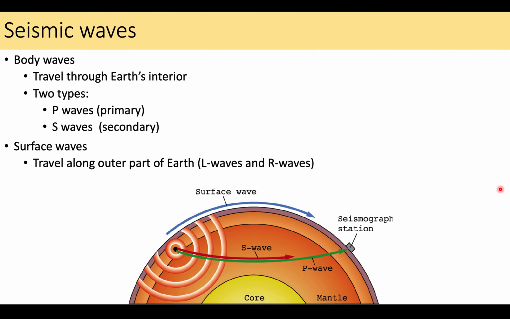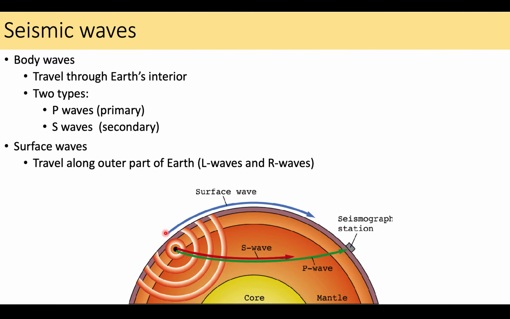So seismic waves originate at the earthquake focus, and there are two types of seismic waves. There are body waves and surface waves. Body waves travel through the Earth's interior. They travel through the body of the Earth. Surface waves can only travel along the surface of the Earth, so the outer part of the Earth. Within each of those, there are a couple of types of waves.